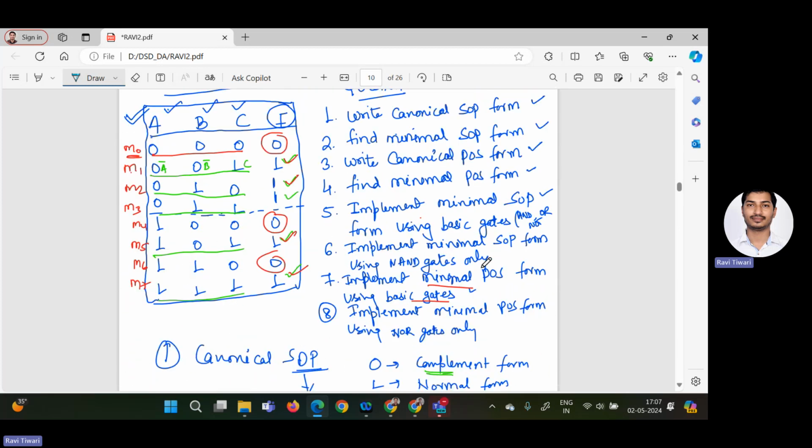Okay. So in this question, we have written the canonical SOP form, then the minimal SOP form, then the canonical POS form, then the minimal POS form. Then we implemented the minimal SOP and POS functions by using the NAND gate alone and the NOR gate alone also.